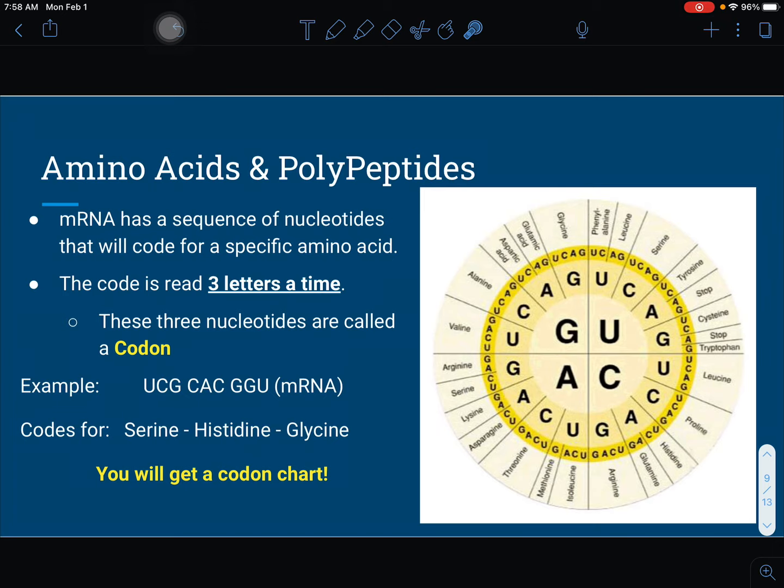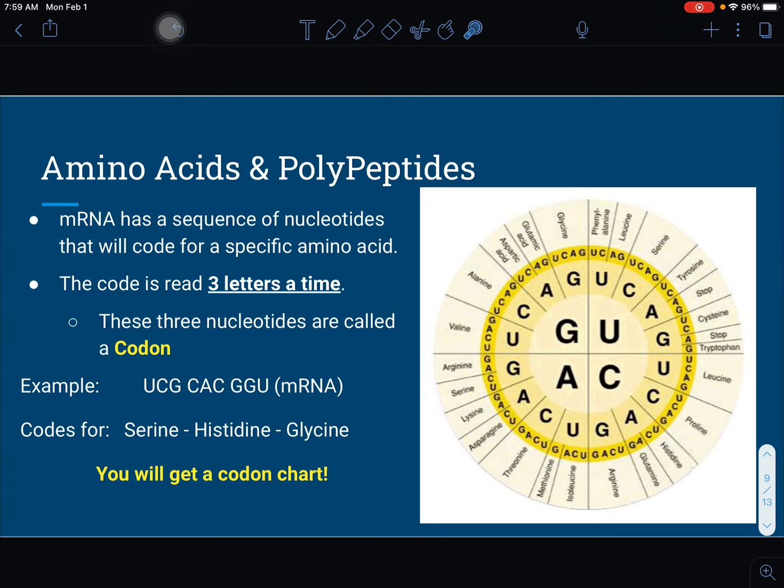So mRNA has a sequence of nucleotides that will code for a specific amino acid. When they look at which amino acids, it reads it 3 letters at a time. And these 3 letters on mRNA are called a codon. If you go U, C, G, this is going to code for the amino acid serine. If we go C, A, G, then, oops, I coded that one wrong. C, A, C, then it's going to be histidine, and then lastly, G, G, U would be glycine.